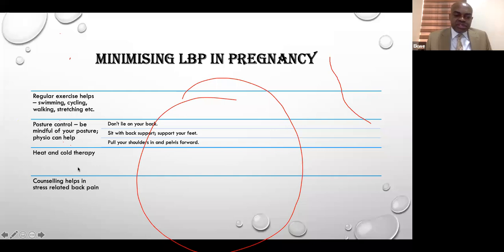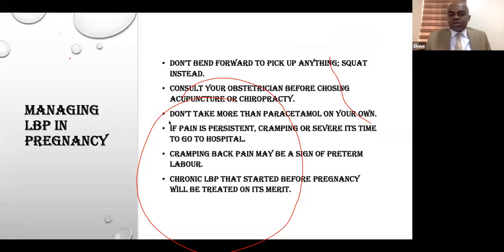Usually the relief is not very prolonged, but at least it tends to help from time to time, and it's quite soothing. For patients who have emotional stress or emotional trauma, counseling can help. Then don't bend forward to pick up anything. Squat instead, as I showed in the picture before. Before you choose acupuncture or chiropractic, which some people have found useful, please consult your obstetrician. Let them advise you before you decide to go into that.